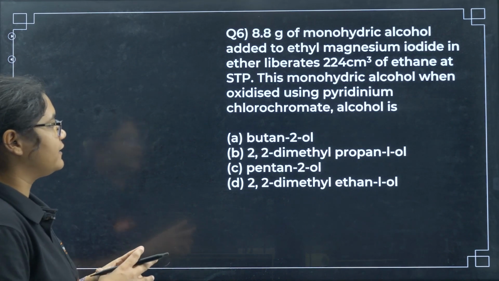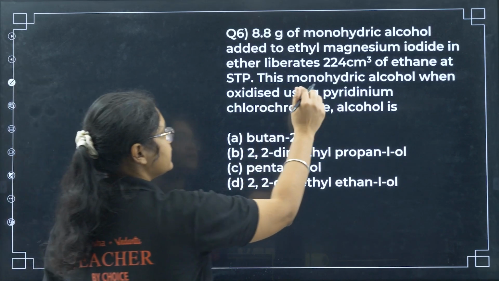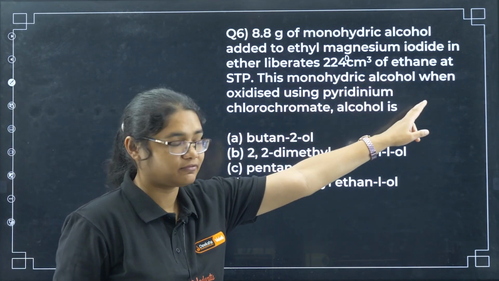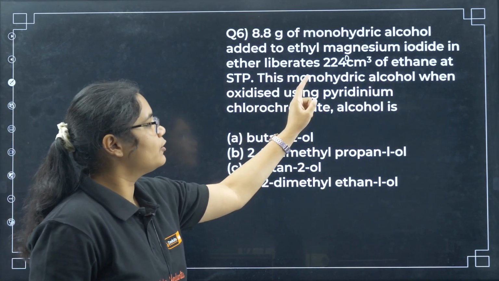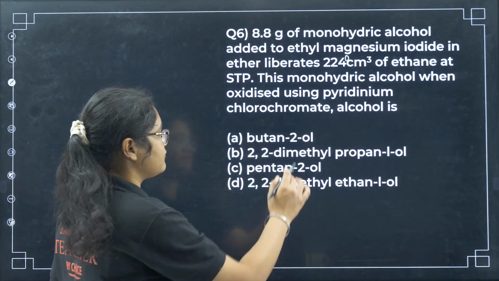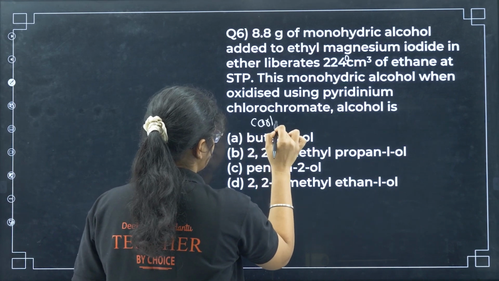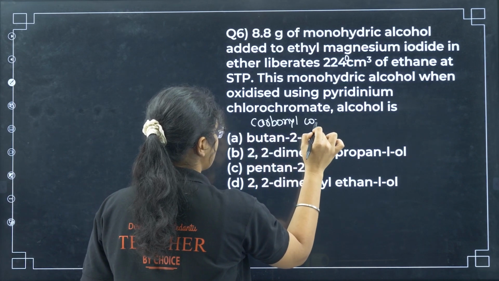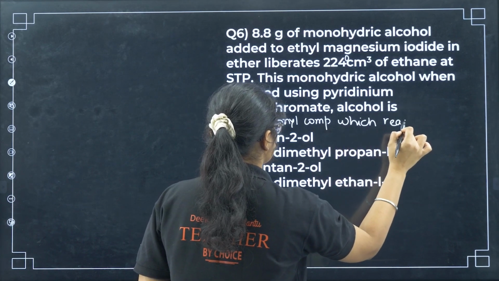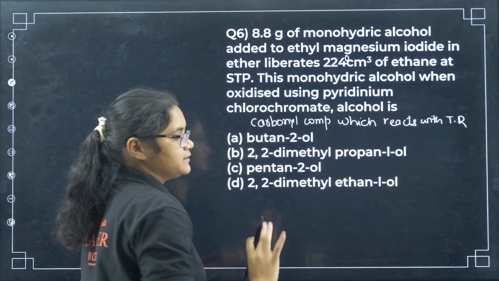8.8 gram of monohydric alcohol added to ethyl magnesium iodide in ether liberates, so here is a small error, it is 2240 centimeter cube of ethane at STP. The monohydric alcohol when oxidized with pyridinium chlorochromate gives a carbonyl compound which reacts with Tollens reagent. So this part was missing, I have added.